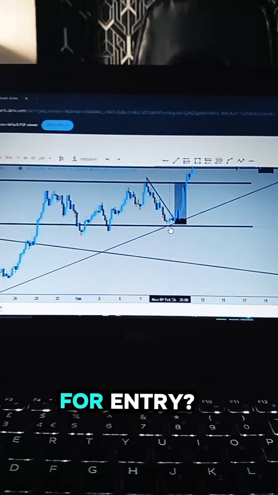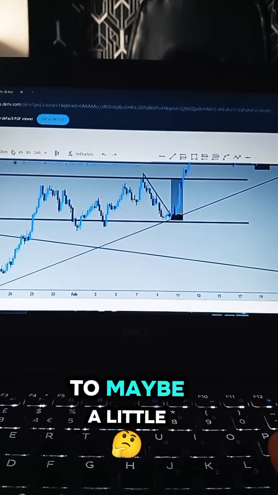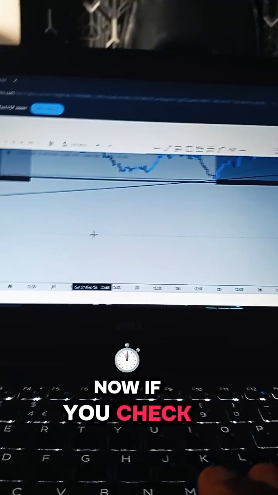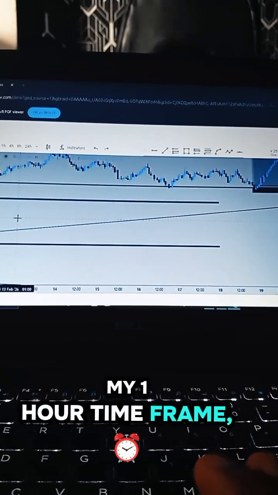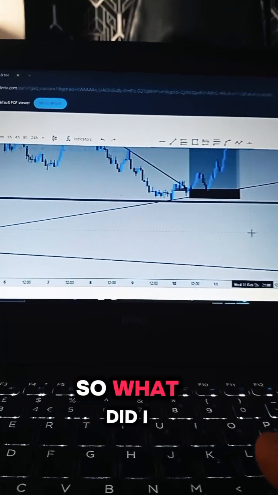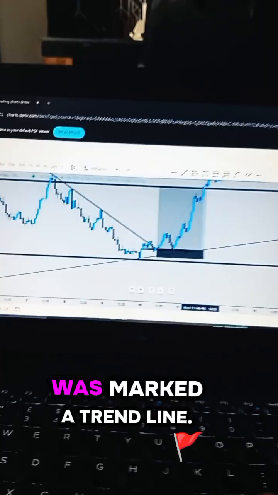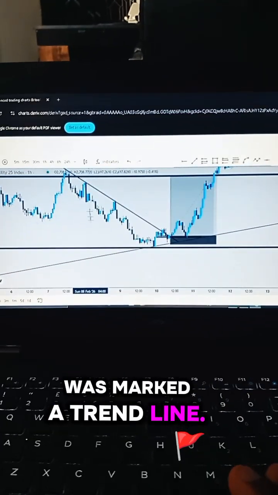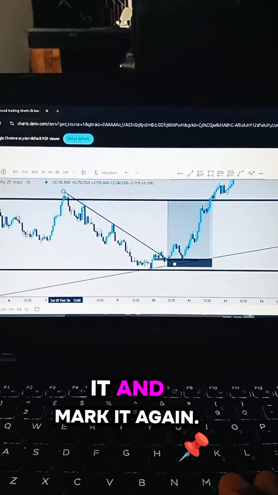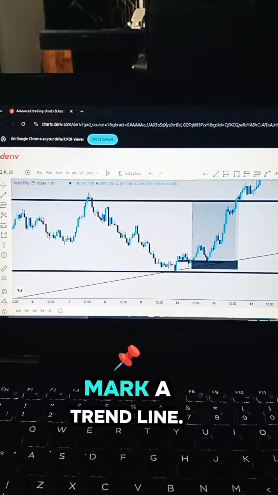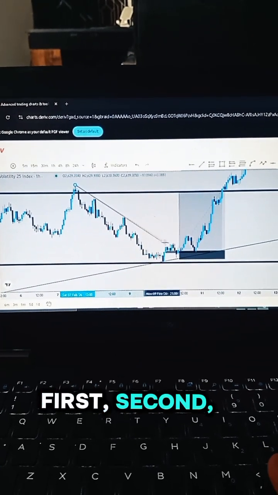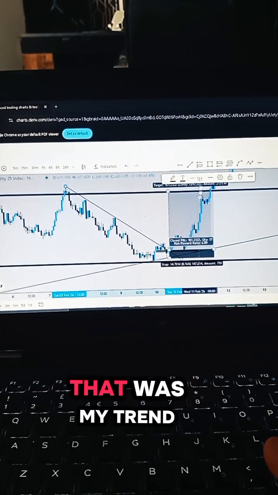So how do I look for entry? Simple. Let's go down to maybe a little lower, like 1 hour. Now if you check my 1 hour time frame, this was the chart exactly. This is my 1 hour time frame. So what did I do? All I did was mark a trend line, and this was the trend line. This was my first touch. Let me delete it and mark it again. All I did was mark a trend line like this: first, second, third, and boom. That was my trend line.